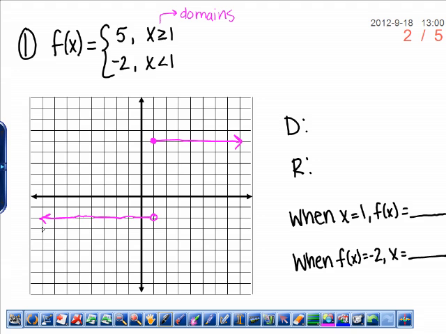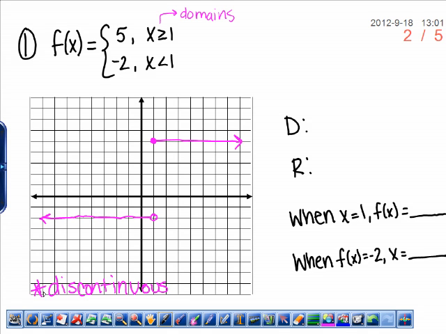So is this continuous or discontinuous? Which one? Discontinuous. Why? Good, because you have to pick up your pencil in order to draw it.